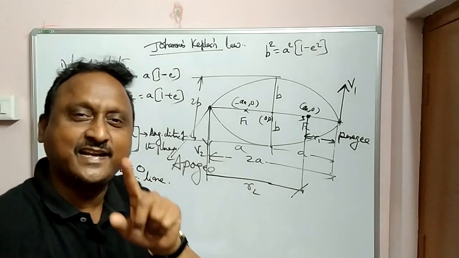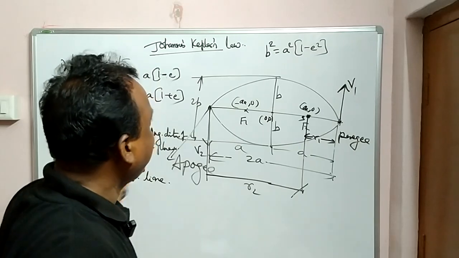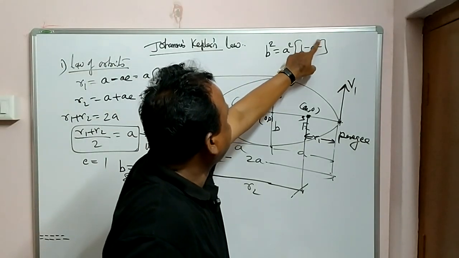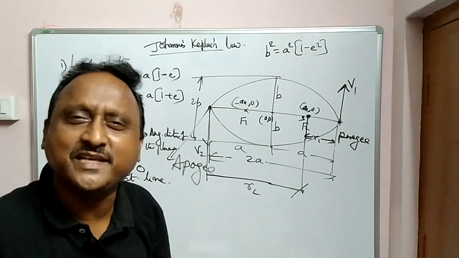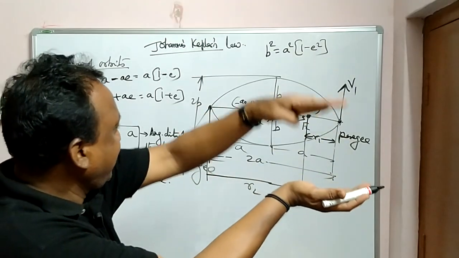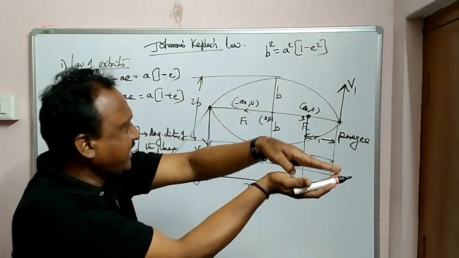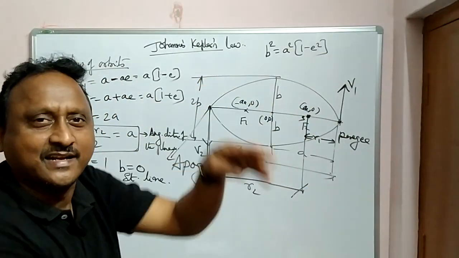So when the eccentricity e is equal to 1, if you put 1, what happened? This entire term becomes 0. b square is equal to 0, b is equal to 0. What does b equal to 0 mean? b is 0, falling on a. That means a straight line.